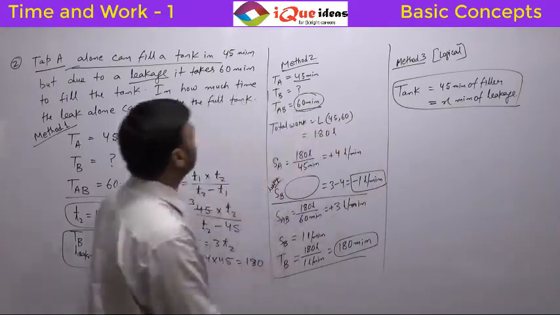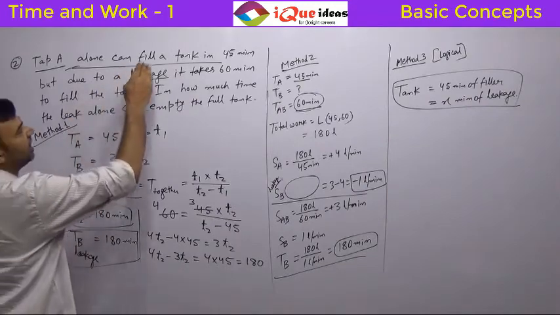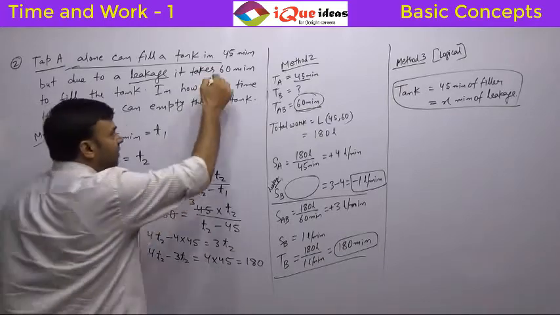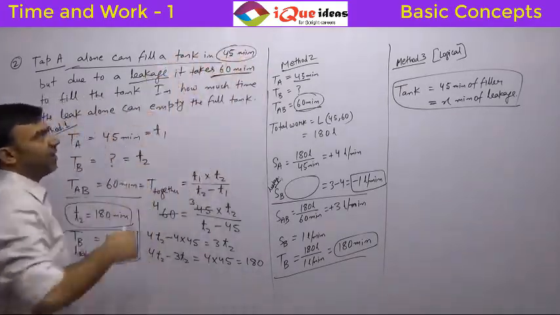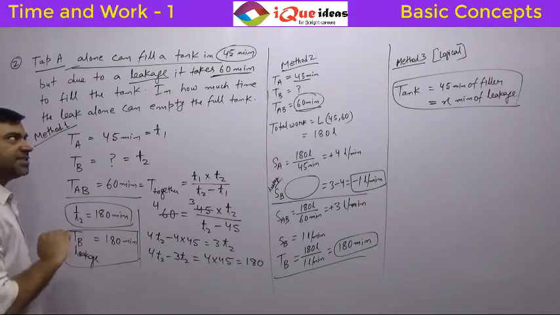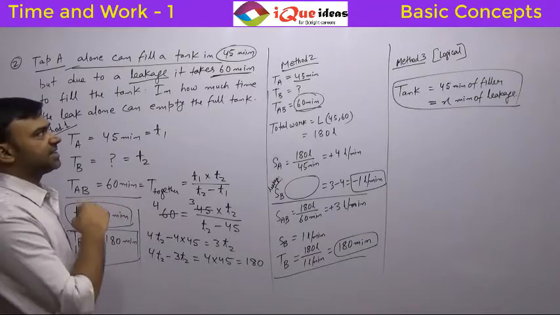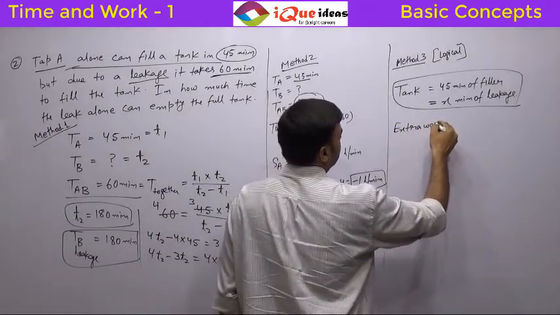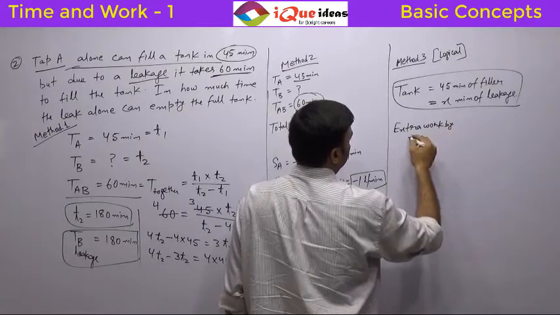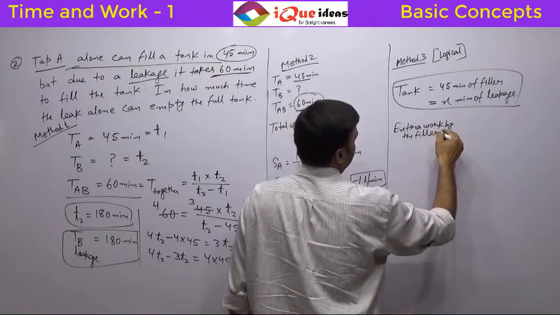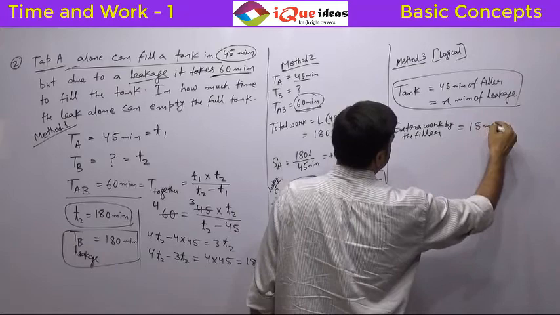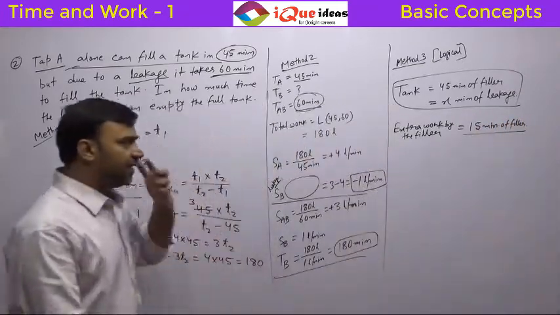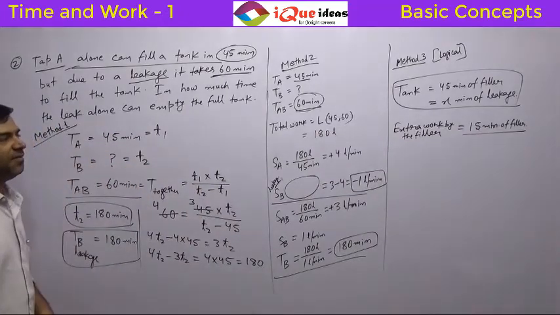Alright. Now read the question carefully. Tap A alone can fill a tank in 45 minutes. But due to a leakage, it takes 60 minutes. See, out of these 60 minutes, it was supposed to take 45 minutes anyway. So is there any extra work that it has done? Yes. What is the extra work done by the filler? Extra work done by the filler is 15 minutes of filler. I am writing the work done in terms of time.